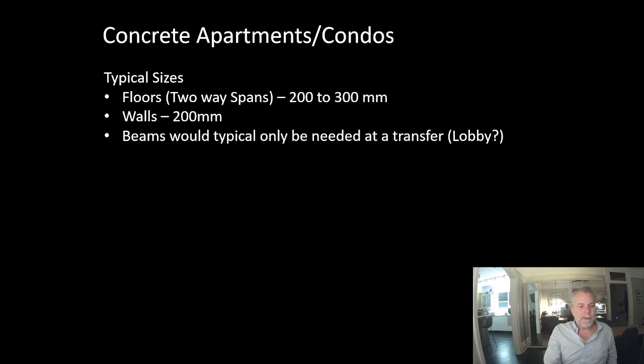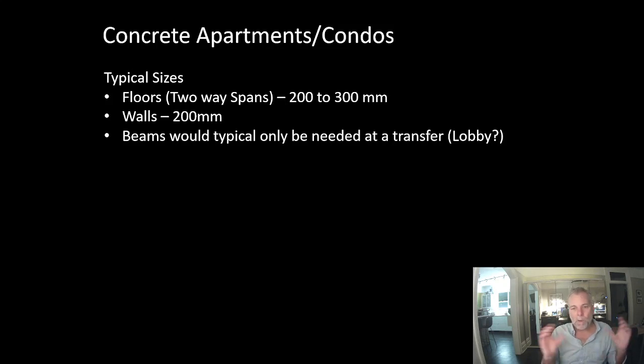So concrete condos, what is typical? Typical sizes for floors, 200 to 300 millimeters thick. I would say that 99% of condos are built with 200 millimeter thick slabs. It is far and away the most common. Walls, very commonly 200 millimeters thick, but can get much thicker.